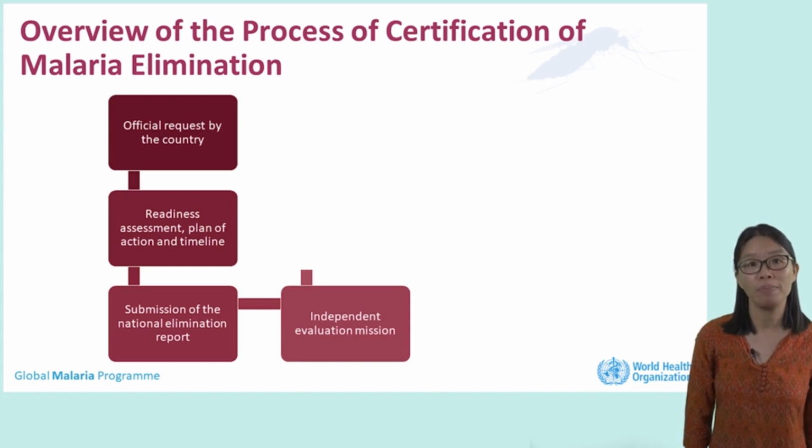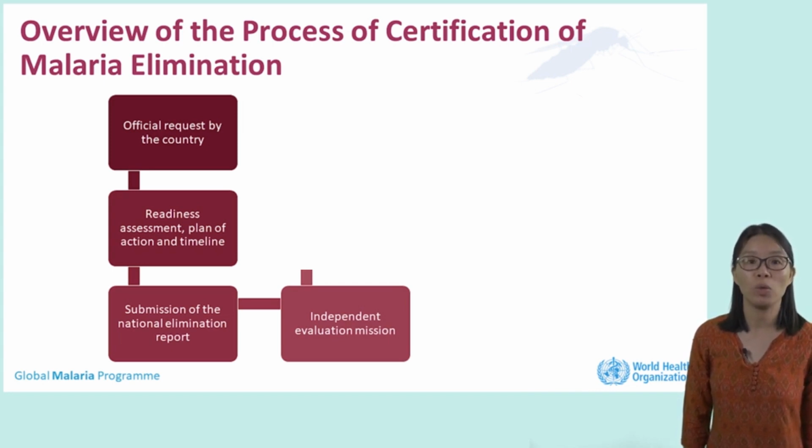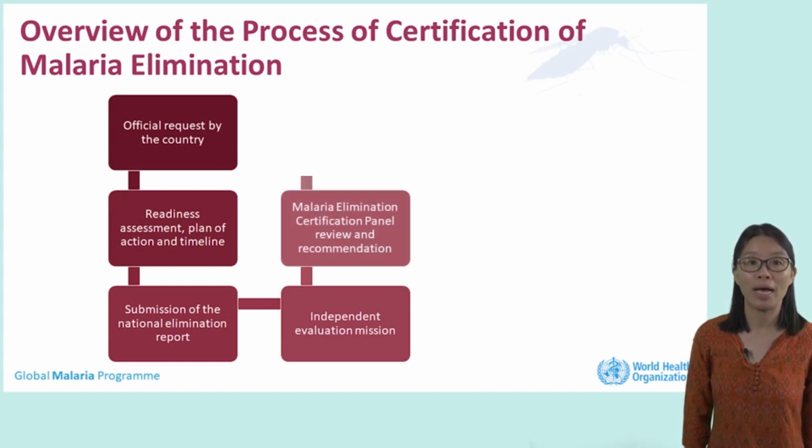A subgroup of the MECP undertakes an in-country certification evaluation mission to validate the findings reported in the National Elimination Report. This independent evaluation mission must be allowed to visit any part of the country and examine all records and documents needed to verify that the two criteria for certification have been met. After the mission has been completed, the full MECP meets to review the National Elimination Report and the findings of the independent evaluation mission. They recommend whether certification should be granted or certification should be postponed.